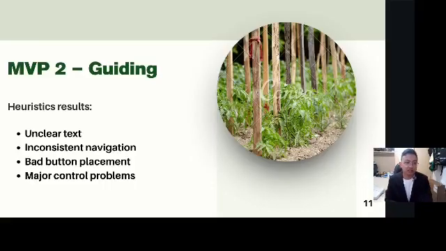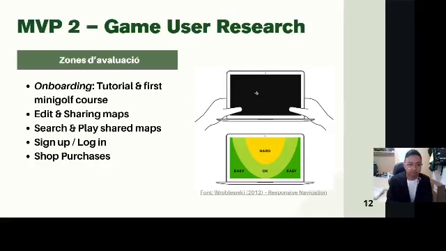And the results are that the text was unclear, the navigation was inconsistent, I had a lot of bad button placements, and major control problems that I will show later in screenshots, okay? And the next step after the evaluation of heuristics, I applied usability tests, which are a more expensive, well, time-consuming technique, which involves defining scenarios and real users, and then you get real feedback.